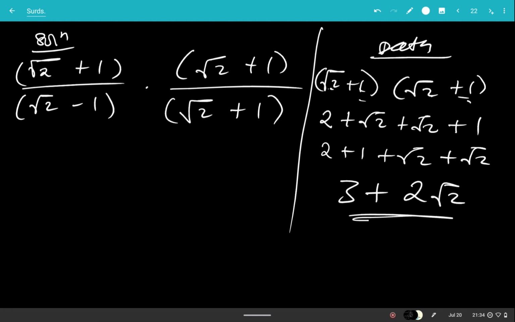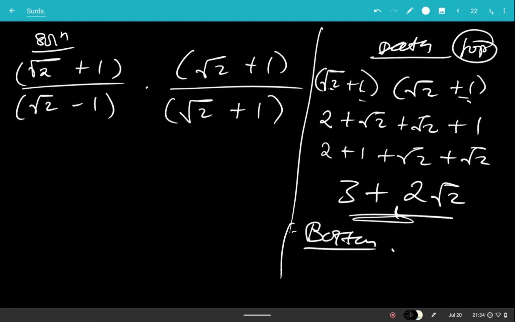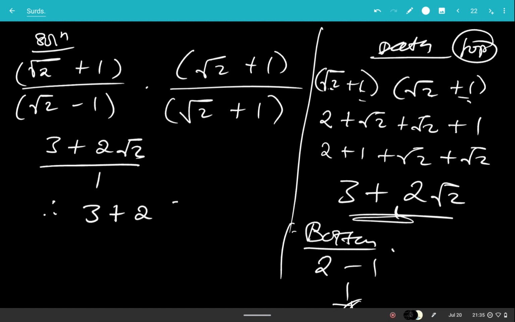That's what we're having there. 3 plus 2 root 2. Then you can also do that for the denominator. So this is for the top. Then for the bottom, remember the first with the first and the last with the last. So root 2 by root 2, you get 2, then negative 1 by 1 gives you a minus 1, so you get a 1 at the bottom. So if you substitute this, you have 3 plus 2 root 2 over 1. So you're getting your final answer to be 3 plus 2 root 2.